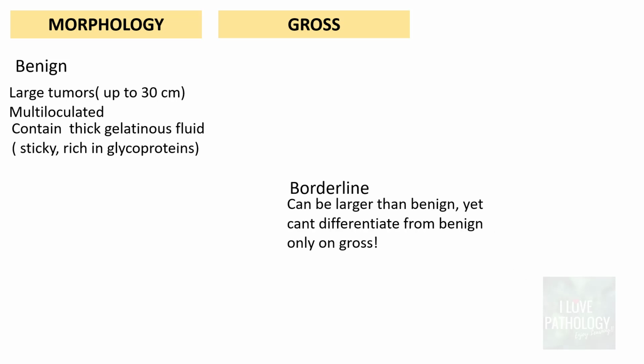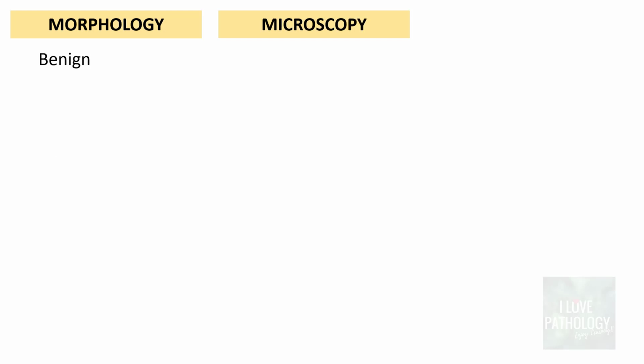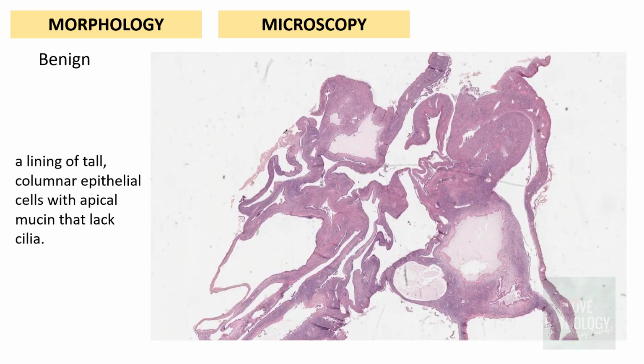Second category is borderline tumors, which can be larger than benign tumor. It's very difficult to differentiate benign versus borderline mucinous tumor based on the gross appearance alone. Okay, they both can look similar. Whereas malignant mucinous tumors have lots of larger solid areas. Microscopically, benign tumors have a lining. At this magnification itself, we can make out that there is multi-loculation, right?